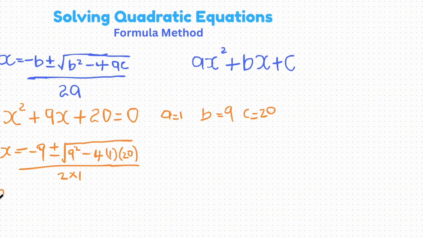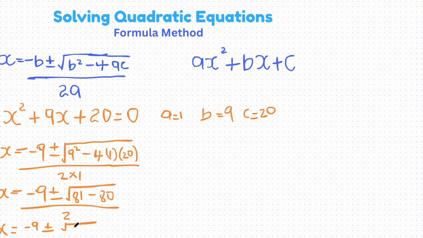Let's break this down a bit. So x is equal to negative 9 plus or minus the square root of 9 squared, which would be what? 9 times 9, 81, minus 4 times 1 times 20, that would be 80, divided by 2 times 1, it's 2. x is equal to negative 9 plus or minus the square root of 81 minus 80, that is 1, divided by 2.